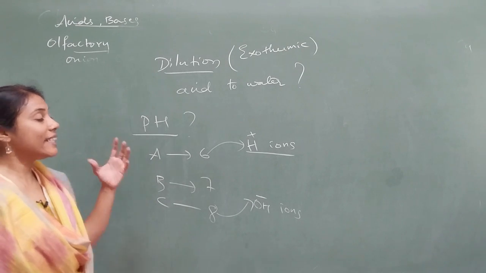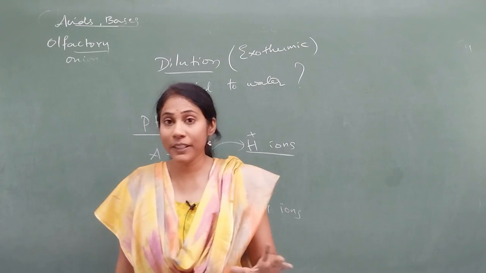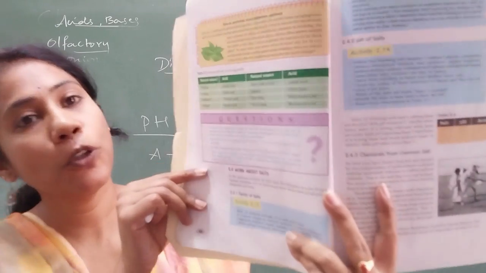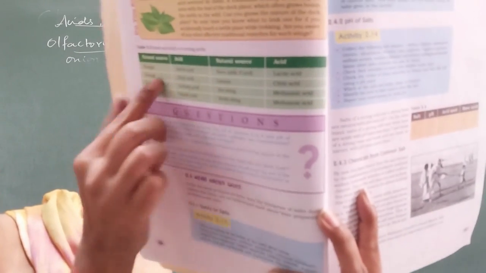And let me show you one table. That table is mandatory to remember in the NCERT text. Here, hope you people can see this green color box, like which acid is present in which.